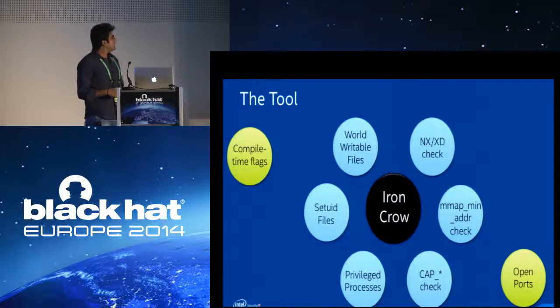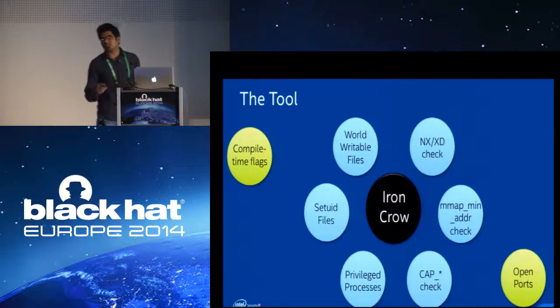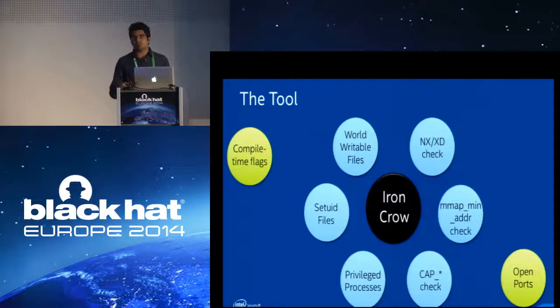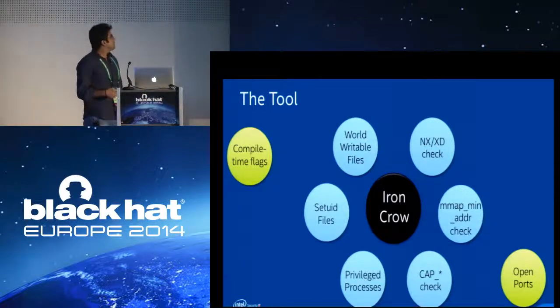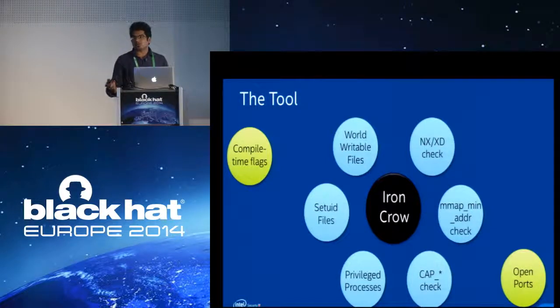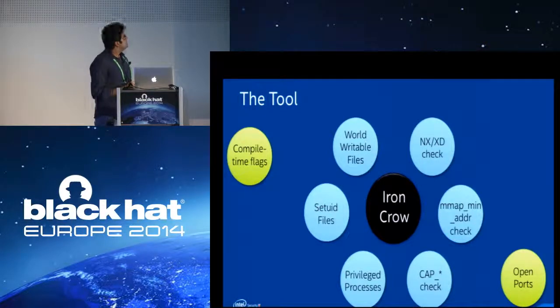Moving ahead, our tool also does the other checks on the left. We check for world writable files, which can uncover vulnerabilities like the Samsung Exynos vulnerability. Then you have a check for setuid files, and a check for privileged processes, where you should have a whitelist of which processes are allowed to execute as root or system.